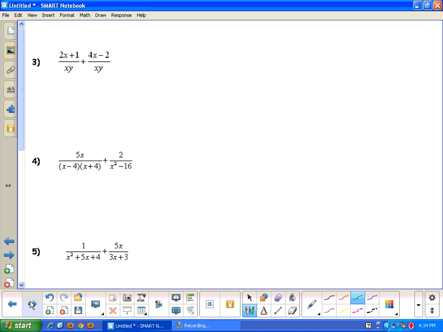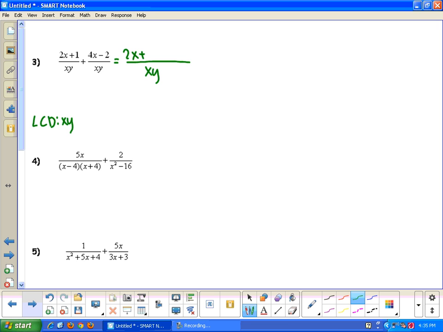Number 3. So for number 3, first I wanted to look at my denominators. Notice your denominators are the same already. It's x and y. So I already know my least common denominator is going to be xy. I don't have anything missing, so I don't need to multiply either of my fractions by anything. That means all I need to do is combine my numerator over my common denominator.